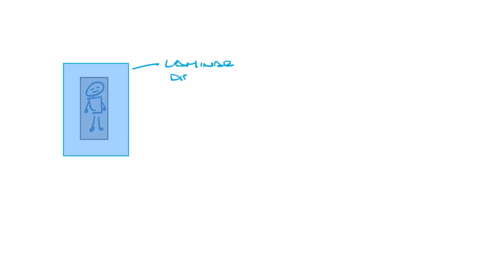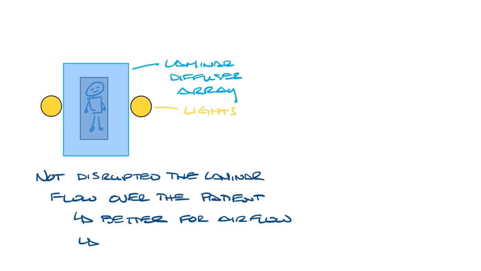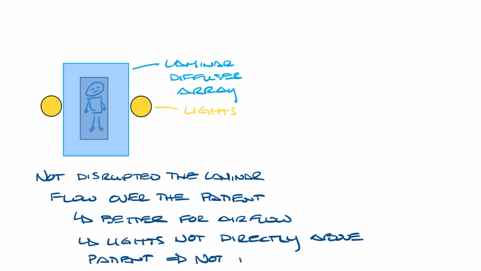Let's move this over a little bit. So now let's draw our patient again under the laminar diffuser array. Another option would be to put the lights on the outside like this. Now we have not disrupted the laminar flow over the patient, so this is a better option for airflow, but the lights are not directly above the patient either, so that may not be ideal, but it's better than before.